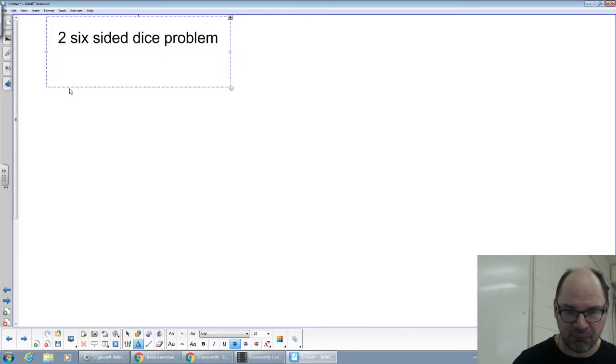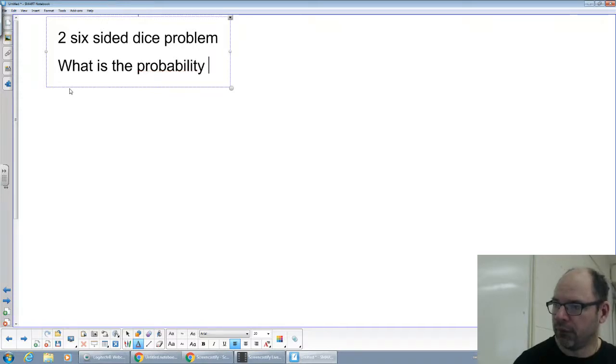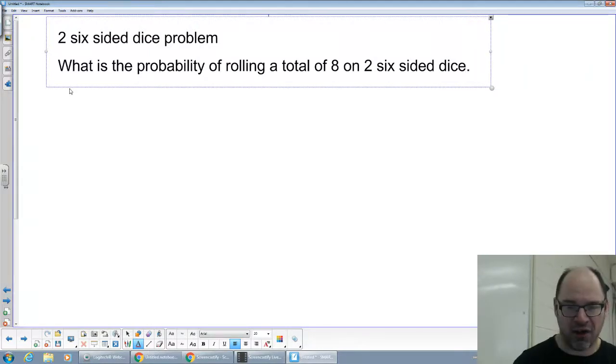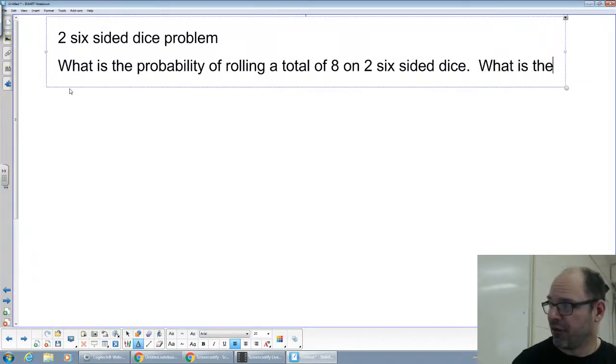So let's say, what is the probability of rolling a total of 8 on two six-sided dice? And we'll throw in an odds question as well, because sometimes they might say odds. What is the odds against this happening?